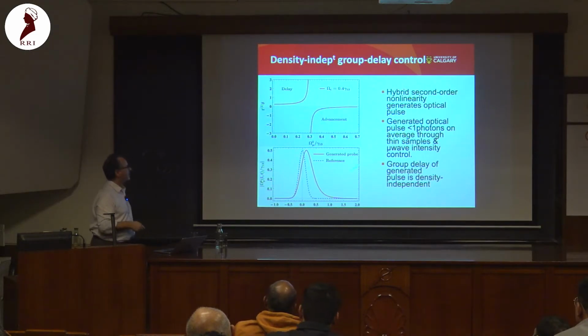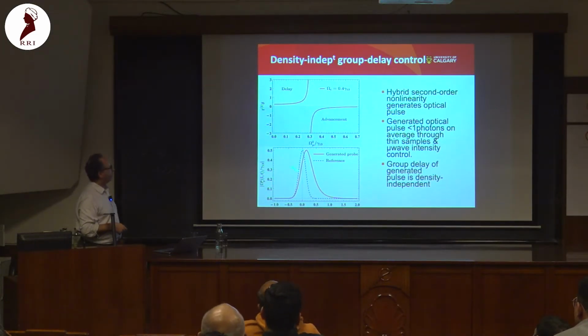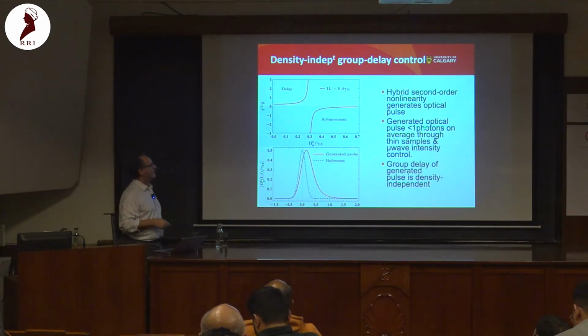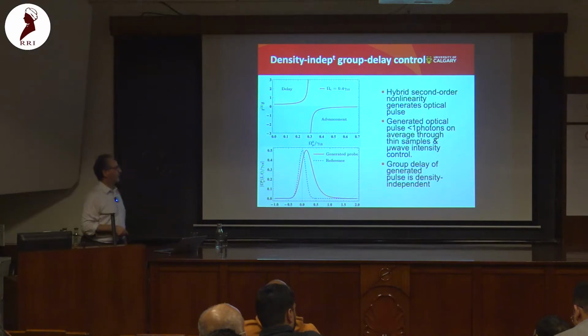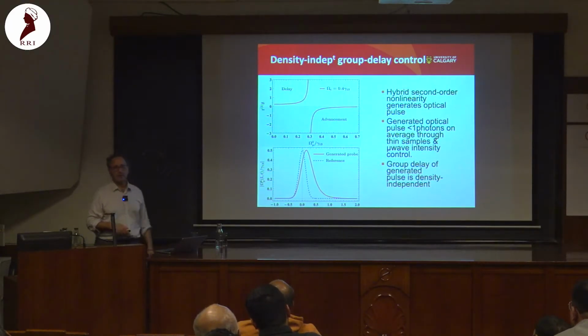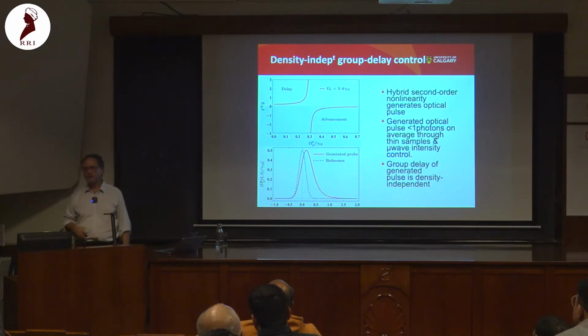And this shows the results. Hybrid second-order nonlinearity to generate optical pulses. We make pulses that have fewer than one photon on average through a thin sample, and then the group delay that we're able to get. And there's the delay that shows that light slowed down. So that was my last slide.